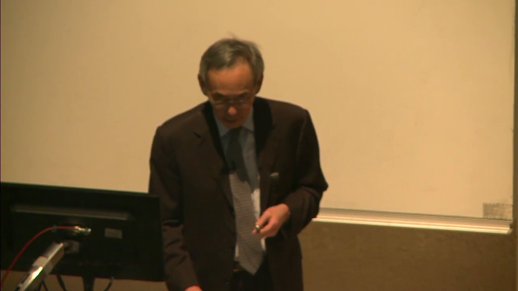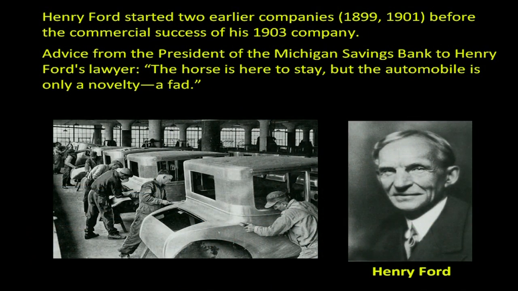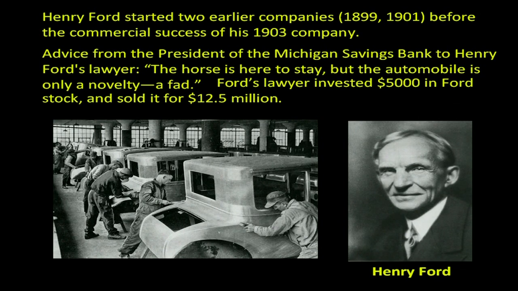Now luckily, his lawyer did not follow his advice. He invested $5,000 in 1903. That's worth a lot more than that; you have to slide the decimal point over at least one, possibly two times. But he later sold stock for $12.5 million. So that worked very well.